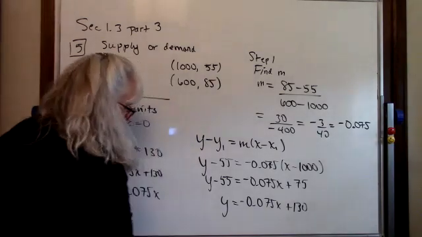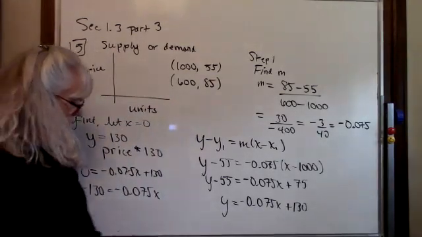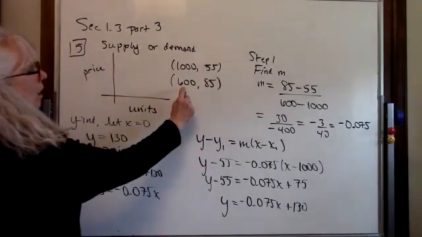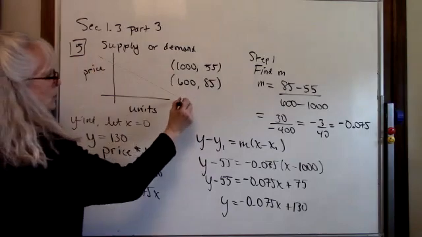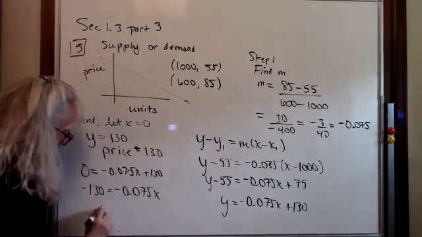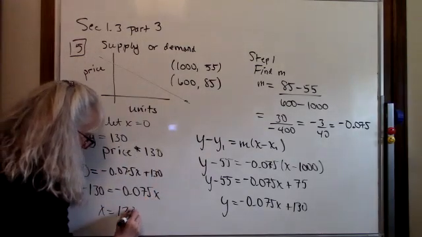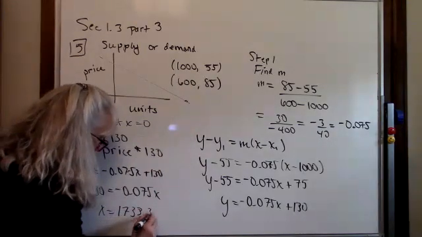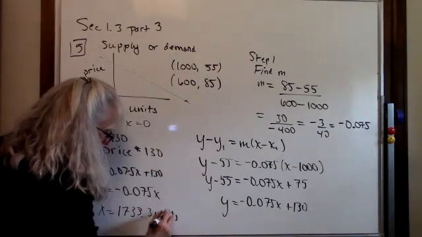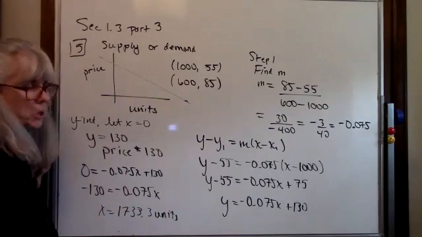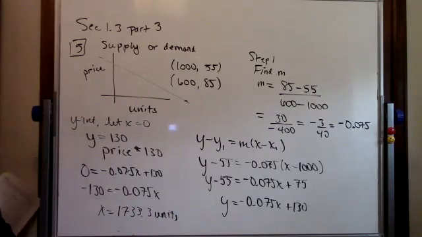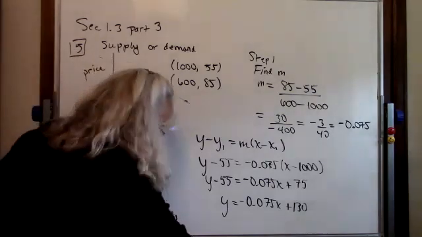Notice that logically it made no sense. So I double checked it because our numbers up here in terms of units are 600 and 1,000. So it didn't make any sense. We're out here somewhere. So x is equal to 1,733.3 units. So if you make it free, the demand for that product will be 1,733. And that's the demand equation.